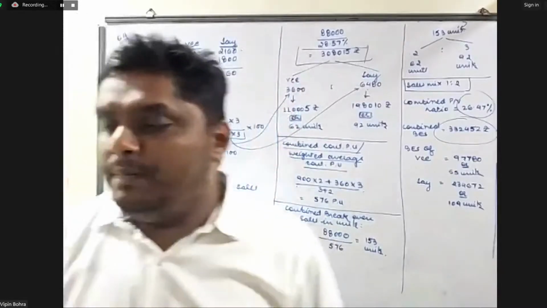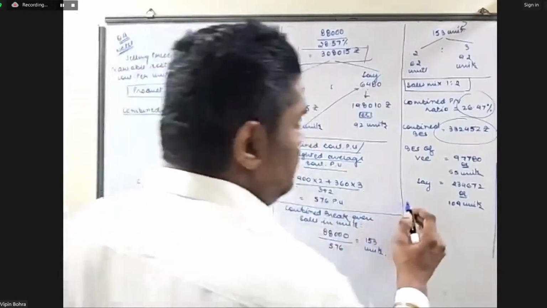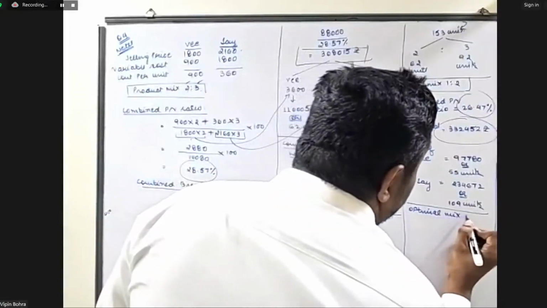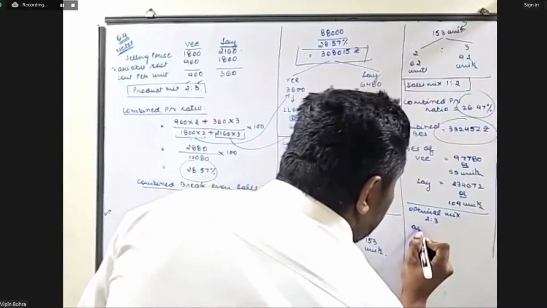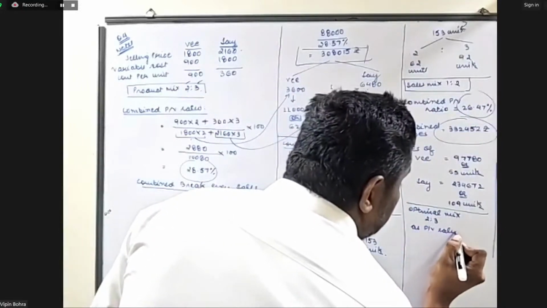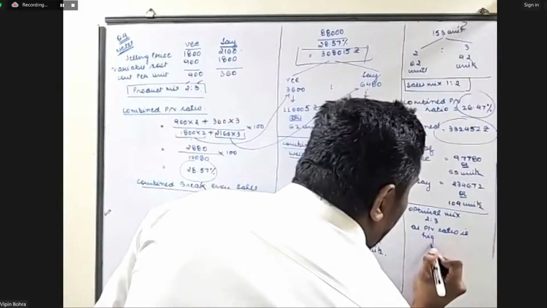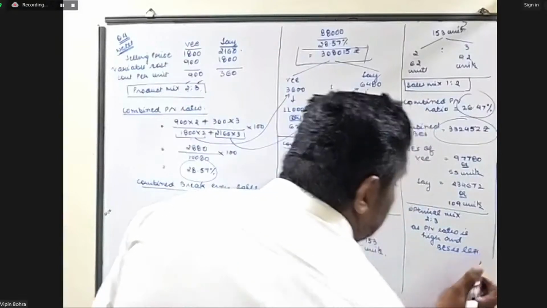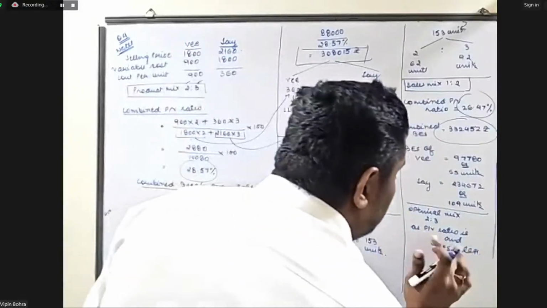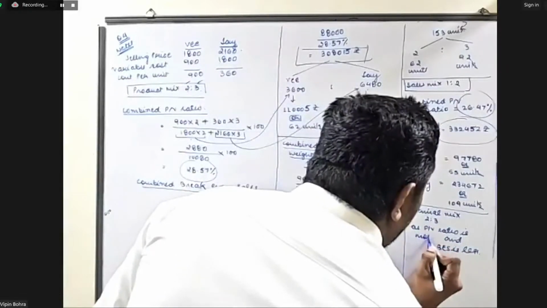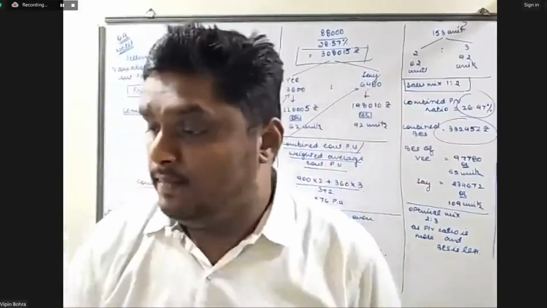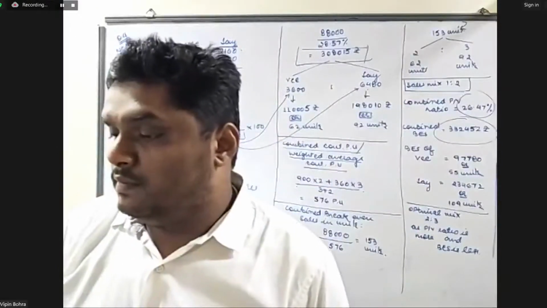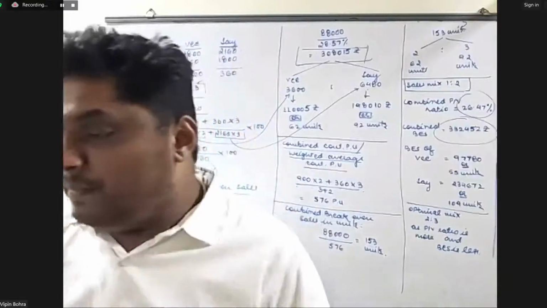I request you guys to please copy this presentation. So the optimal mix is 2:3 as PV ratio is high and break-even sales is less. I request you guys to please copy the presentation.